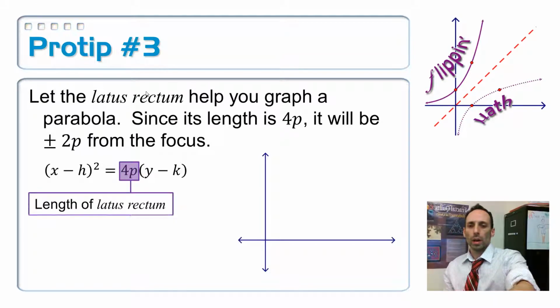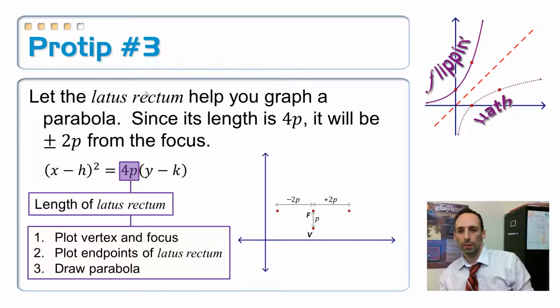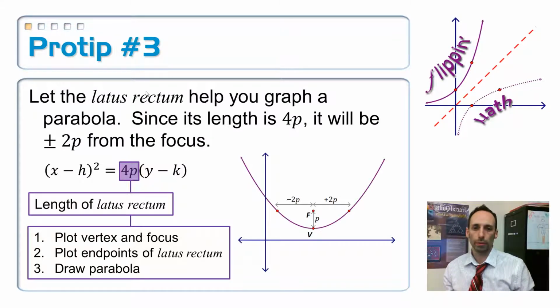All right. So that 4p is the length of the latus rectum. The first thing I'm going to do is plot the vertex and the focus. I'm going to get the vertex from the h and the k from the picture. So there's that point. I'm going to get the focus from the p-value. The 4p, I just take the p-value, and on this one, since it's going to open upwards, I'm just going to go up p from that. Now I'm going to plot the endpoints of the latus rectum. I'm going to go to the right 2p, like so, and there's a dot, and then I'm going to go to the left 2p for another dot, and then I'm going to draw my parabola through those 3 points. Done. That's it.